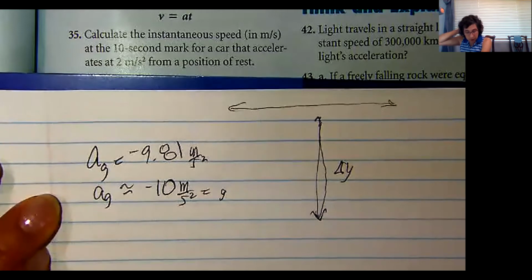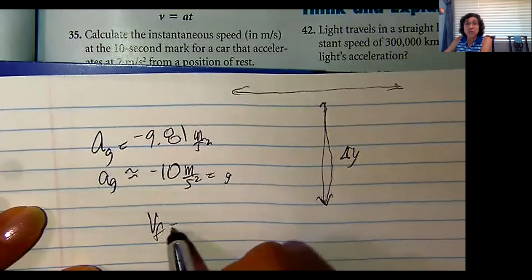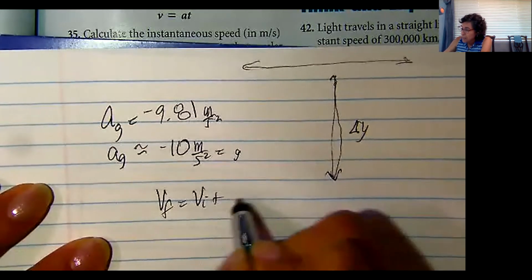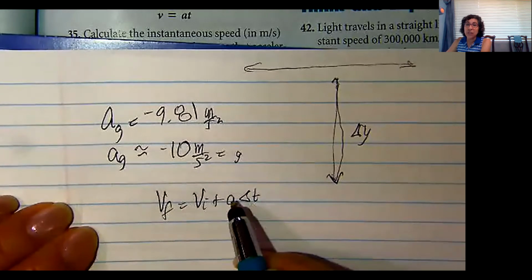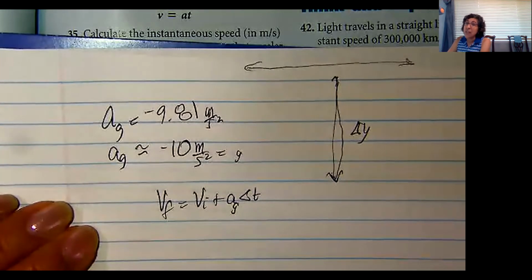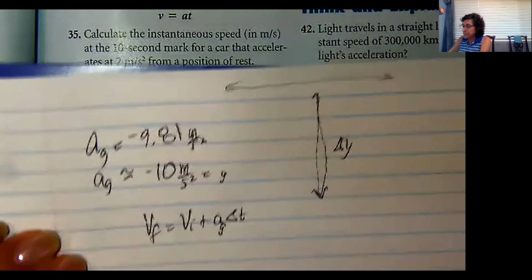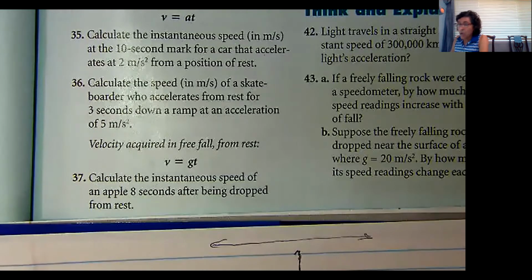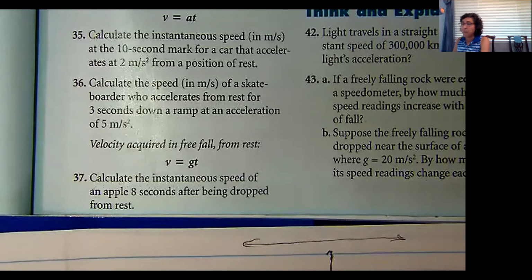Okay, all right, so why did I tell you all that? Well, because in the y direction, remember I told you v final is equal to v initial plus acceleration times delta t. If you're in the y direction, now this guy is always acceleration due to gravity, which is negative. It's always negative. All right, so now let's read the problem again. Here we go. Calculate the instantaneous speed of an apple 8 seconds after it's being dropped from rest.